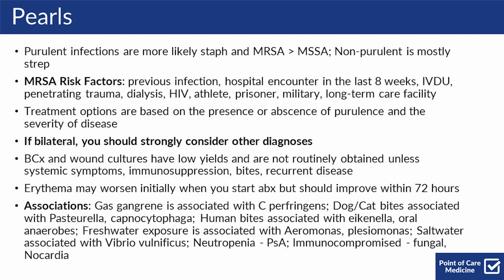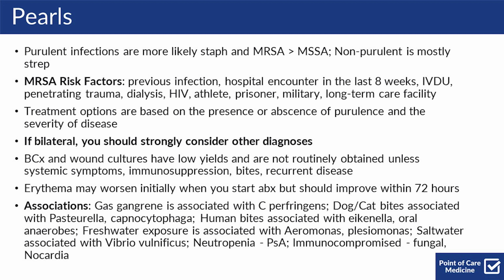Some pearls. Purulent infections are more likely staph, and MRSA is more common than MSSA in the inpatient setting. If it's non-purulent, it's most likely strep. If the patient is experiencing symptoms bilaterally, you should strongly consider other diagnoses besides cellulitis. Blood cultures and wound cultures have very low yields and are not routinely obtained unless the patient has systemic symptoms, is immunosuppressed, had a bite, or recurrent cellulitis disease. Erythema may worsen initially when you start antibiotics, but should start to improve within 72 hours.